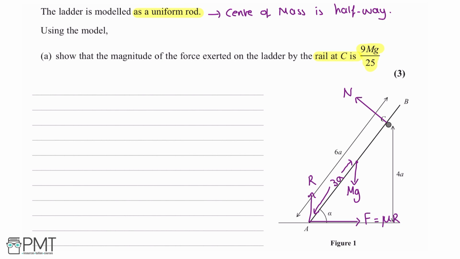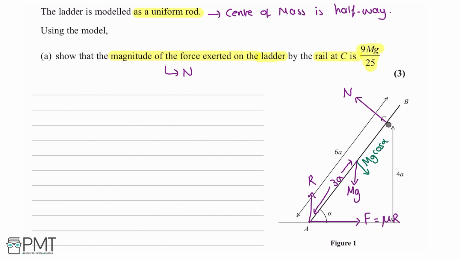The next thing we're going to do, as part of solving this question, is you should always resolve your forces in the same direction. So what I'm going to do is resolve this perpendicular to the plane. So this is going to be mg cosine alpha, like that. Now, when it says show that the magnitude of the force exerted on the ladder, what this is actually asking us to do is find N, because the force exerted on the ladder by rail C is here, and that is our normal contact force. So from here, we need to look for a way to find N.